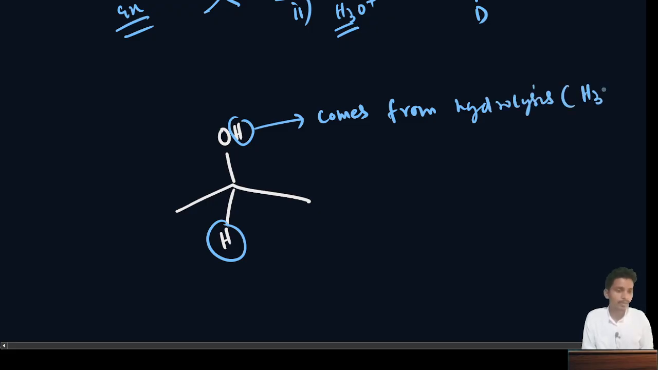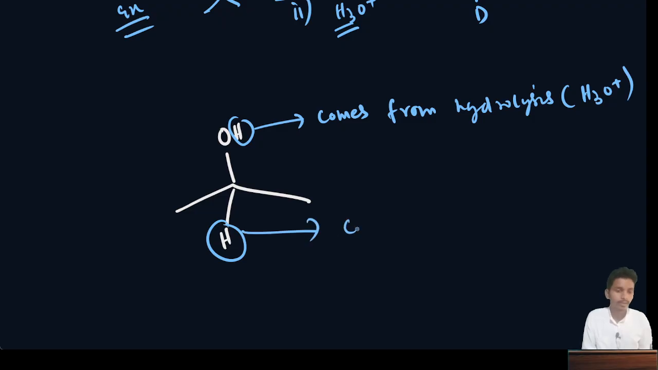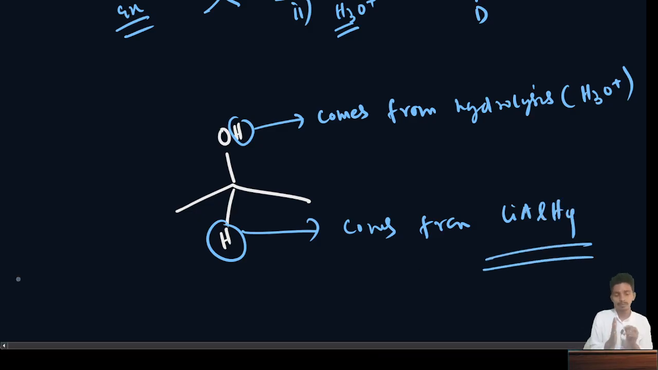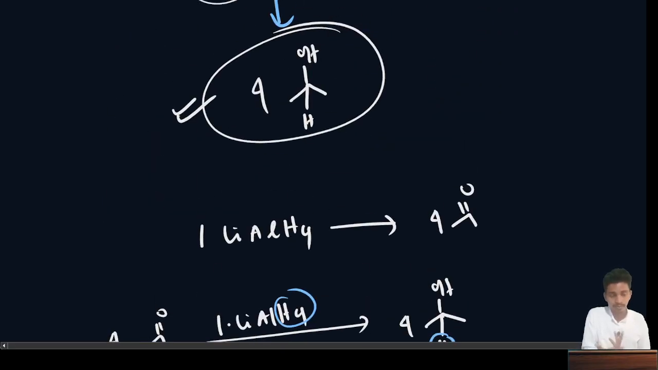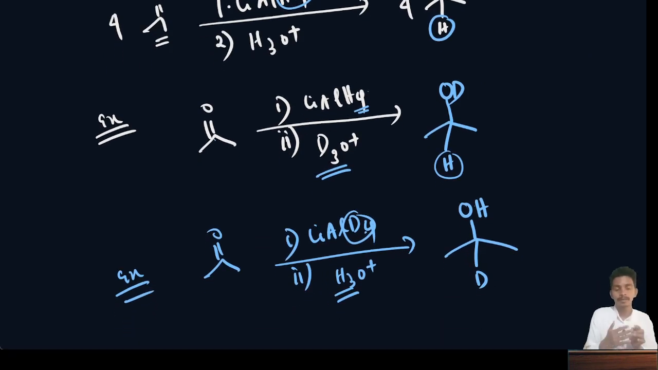that is H3O plus. Okay, and this H comes from this lithium aluminum hydride. So we have to keep in mind that this H comes from this hydrolysis and this comes from this lithium aluminum hydride, which we have seen in these mechanisms also. Okay, so this is about this mechanism, and I already said that this mechanism was derived after doing these experimental results. So this mechanism we have to look at and memorize, and likewise these reactions happen.